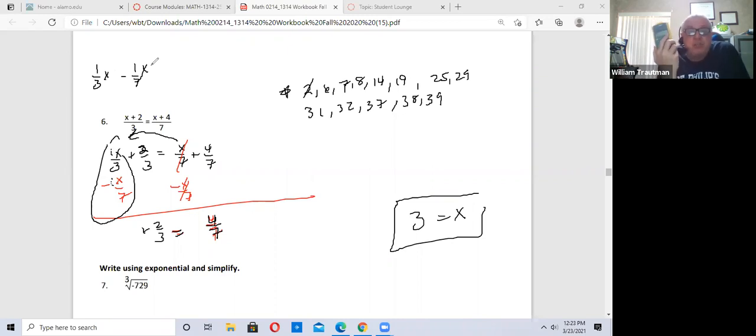On my calculator, I'm just going to do 1/3 minus 1/7. Two fractions. I'm not putting the x's in. I'm just doing fraction 1 over 3 minus fraction 1 over 7. And when you do that, you get 4 over 21x. Okay, 1/3 x minus 1/7 x. So 1/3 minus 1/7 is 4 over 21.